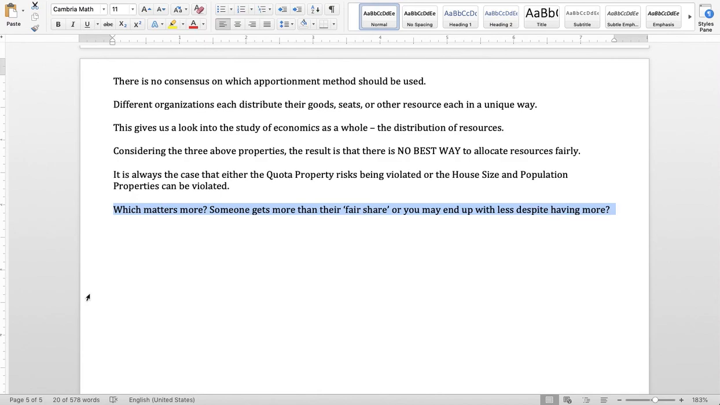So we're going to take a look at a few examples, try it out, show where we have violations to these different properties in the assignment that we have. Good luck. Let me know how it goes.